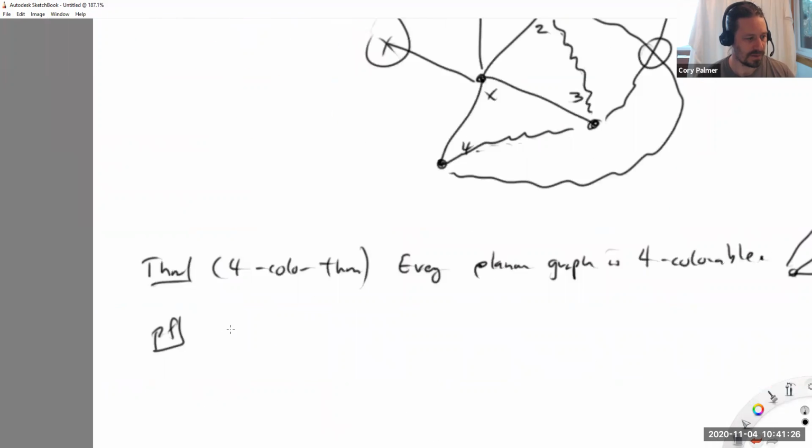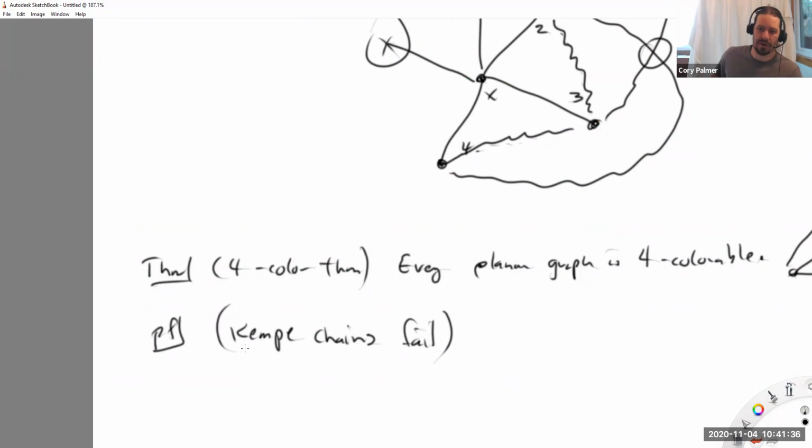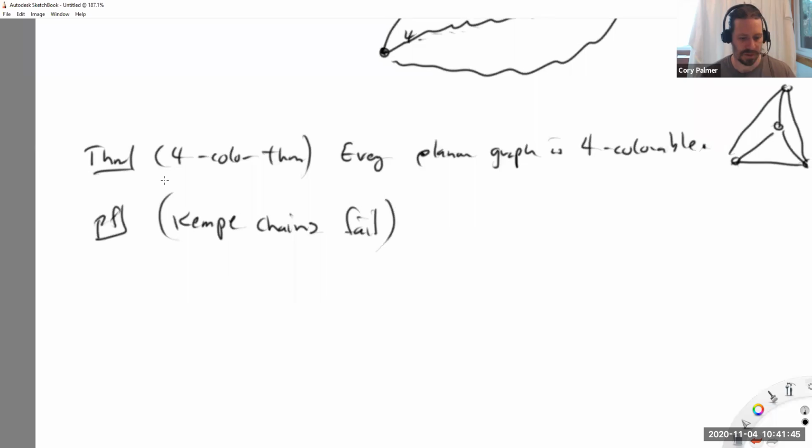Here is where Kempe chains fail. Okay, so they don't seem to work. I mean, okay, maybe there is still a way to do it. That would be very nice, but just copying what we know from before, Kempe chains don't seem to work. Okay, but let me say something about this proof here.